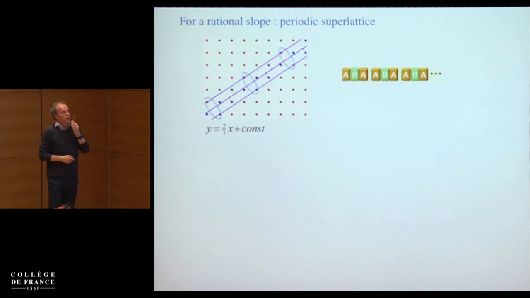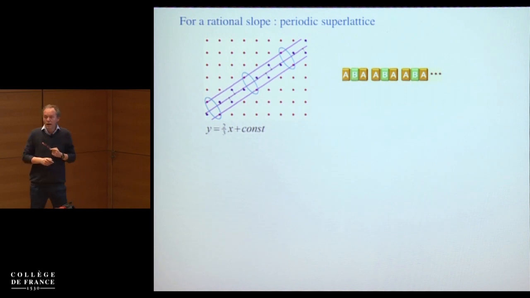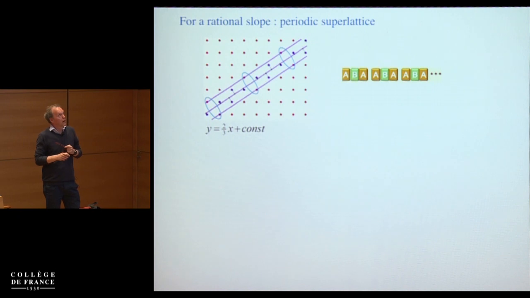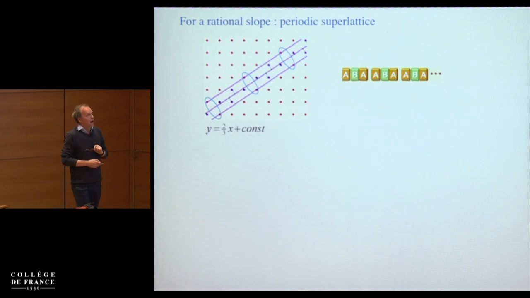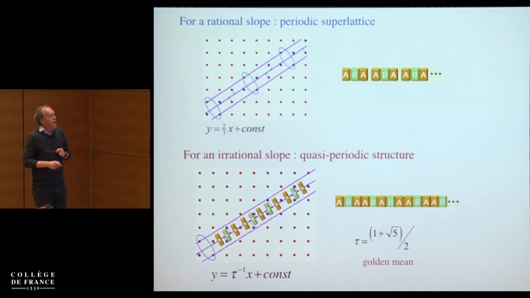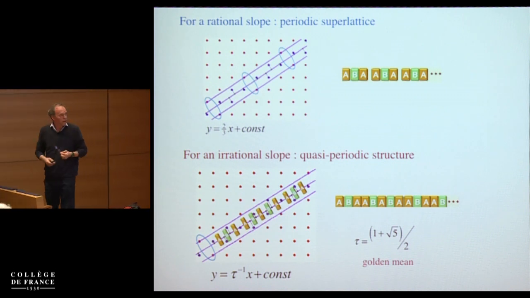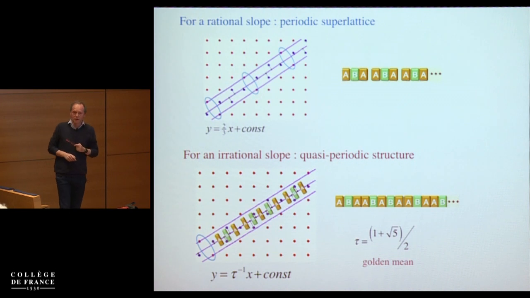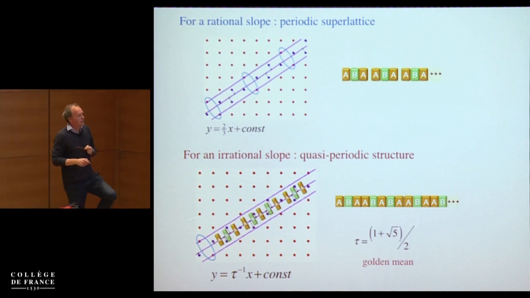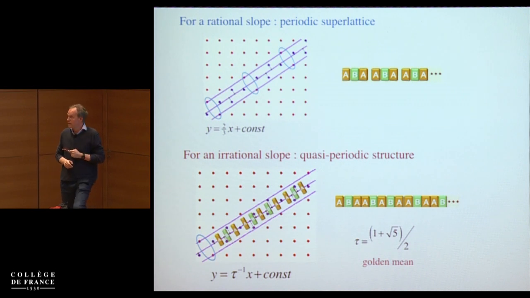So now, depending on whether you have a rational slope, here, for instance, I took 2/3, then what you generate is a periodic superlattice, with here a periodicity which is 3. So this is the lattice that you generate, ABA, ABA, ABA. Again, 2 letters only. And if you take now an irrational slope, you generate a quasi-periodic structure. Here I took the golden mean, and this is our Fibonacci structure. So this is yet another way to generate a Fibonacci chain.